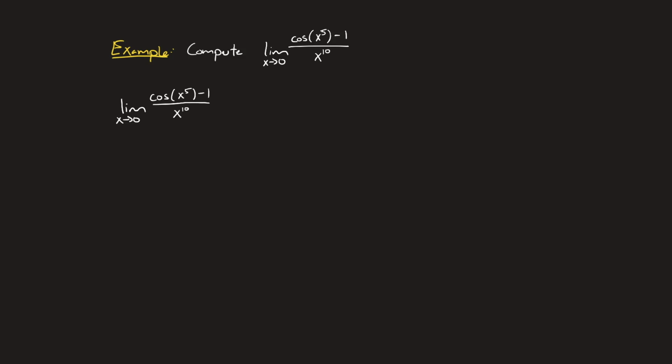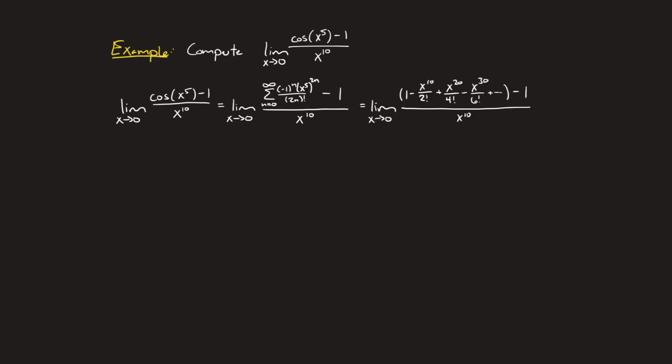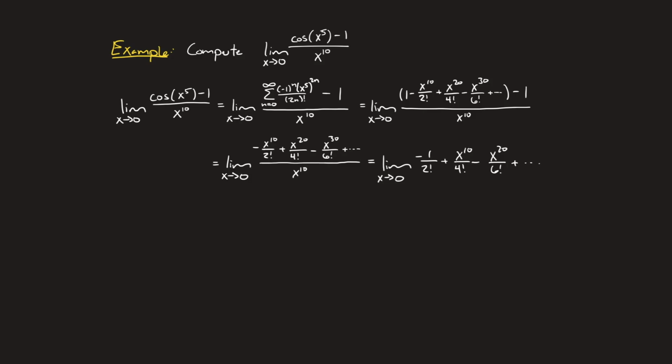Let's substitute in the power series for cosine of x to the 5th, which looks just like the power series for cosine of x that we just found, just with an x to the 5th plugged in for x. And now, to see what happens more clearly, let's write out the first few terms of this series. We see that the first term of the series can cancel with the minus 1 from the limit. And next, we can divide all of the terms in the series by the x to the 10th.